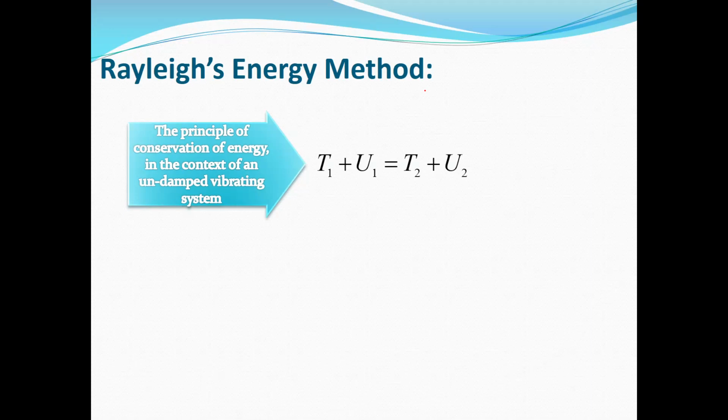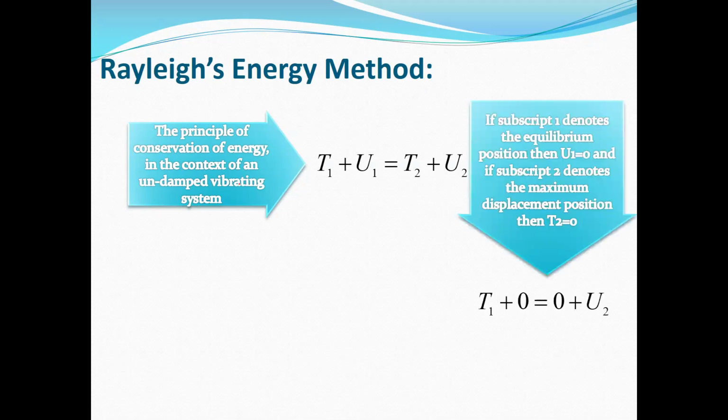To explain this method for a single degree of freedom system, we can consider the energy equation at two different points. For example, the first point will have some kinetic energy and some potential energy. And we know that the summation of kinetic energy and potential energy at all moments during the motion remains a constant value. So in two different positions, the summation of kinetic energy and potential energy must be equal.